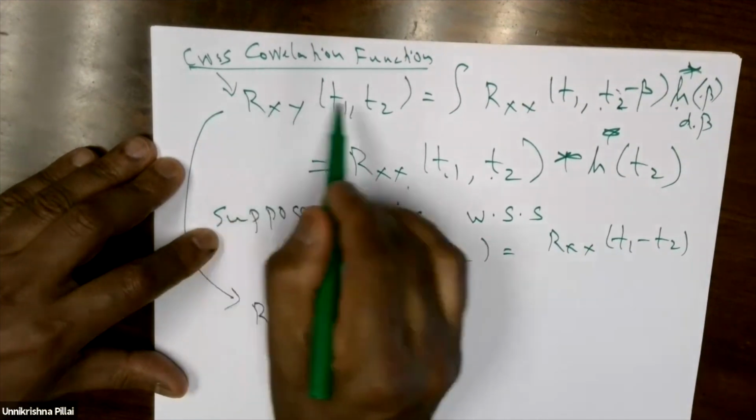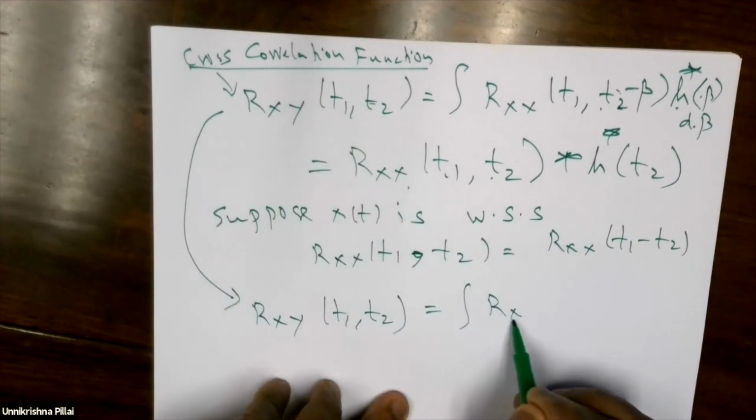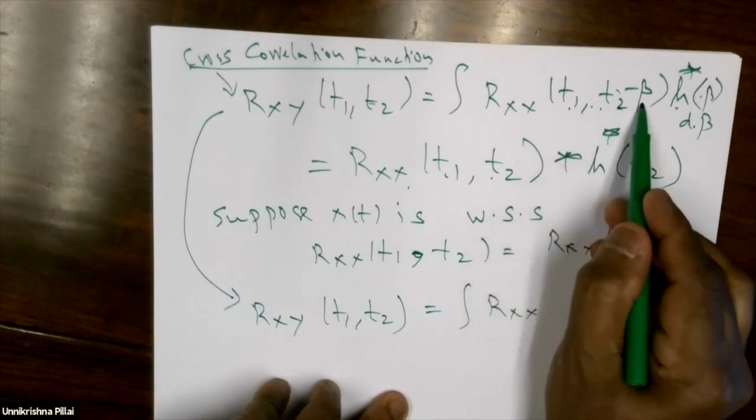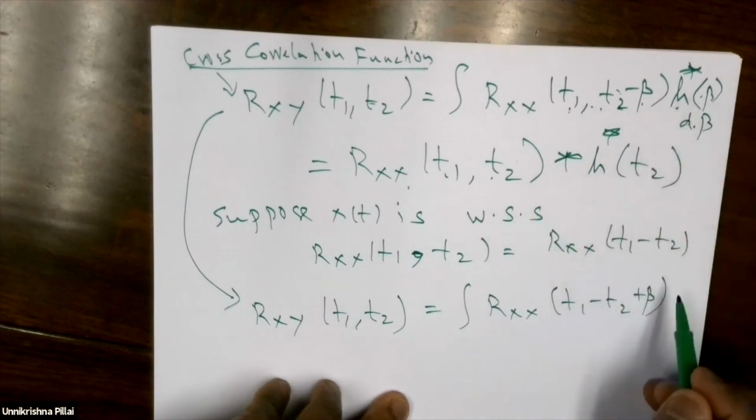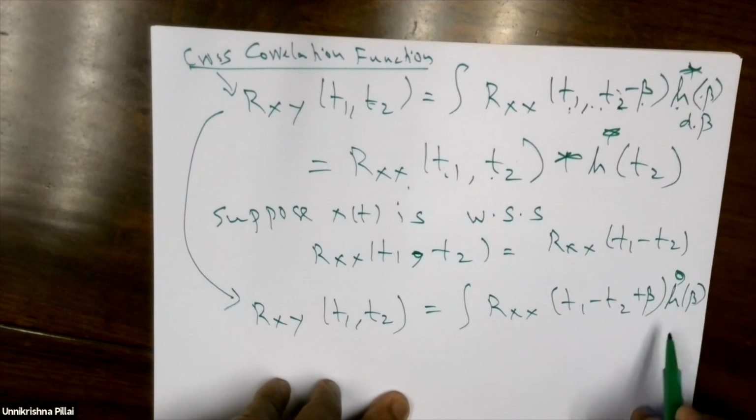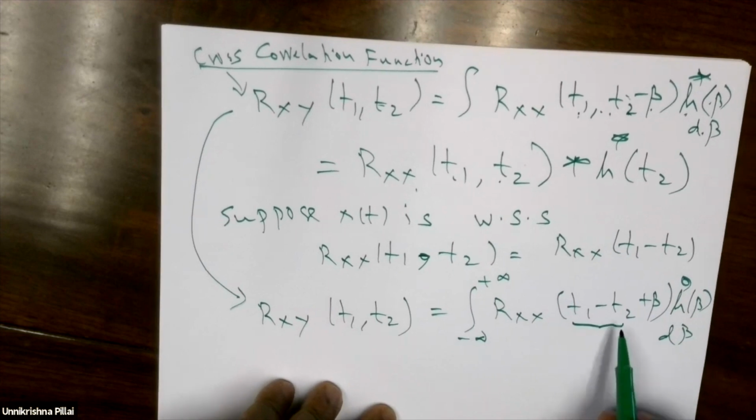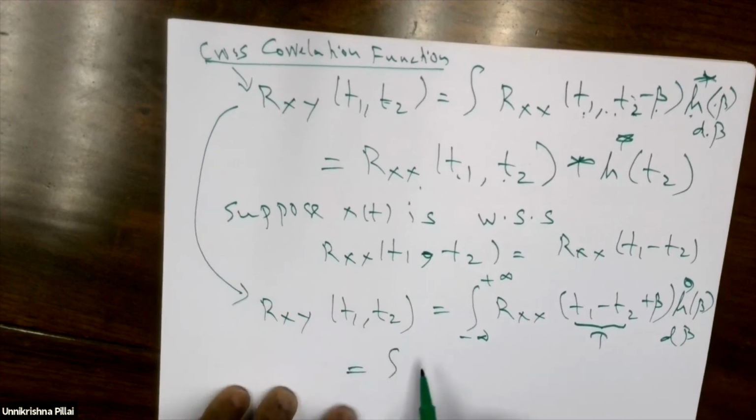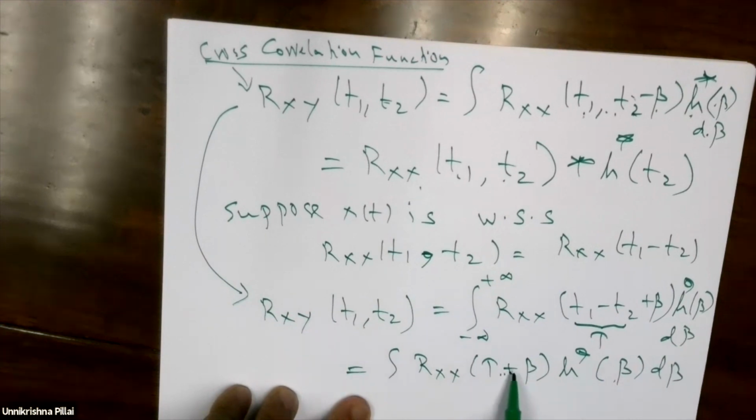The question is, are these jointly white-sense stationary? So let's look at it. This is Rxx, so look here, t1 minus t2. So this becomes Rxx(t1 - t2 + beta) multiplied by h star(beta) d beta. Let me define a new variable, t1 minus t2, to be tau. So this becomes Rxx(tau + beta) multiplied by h star(beta) d beta. But this would have been a convolution if this was minus. So this is the negative of that.